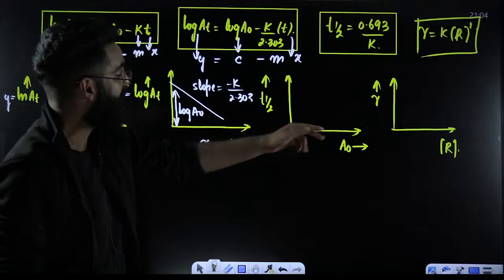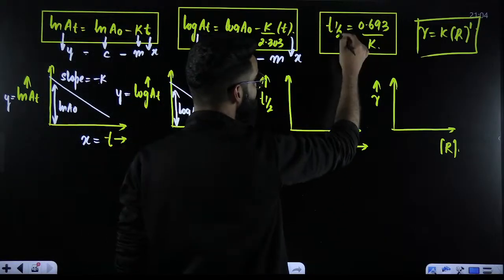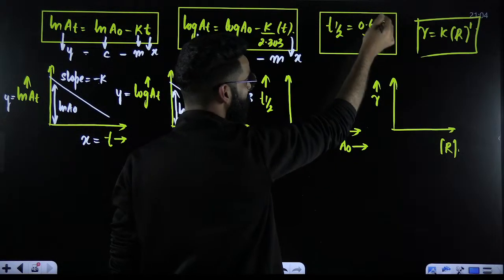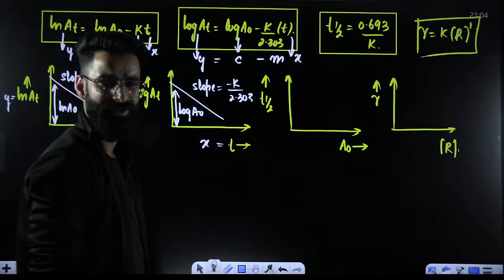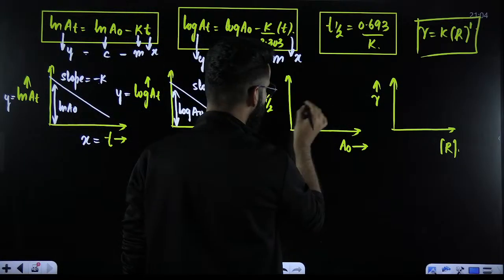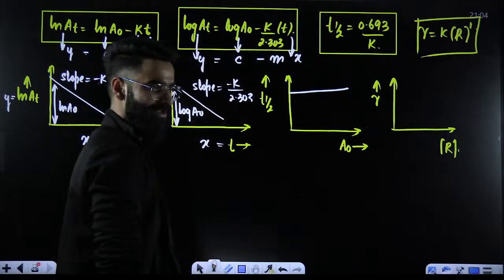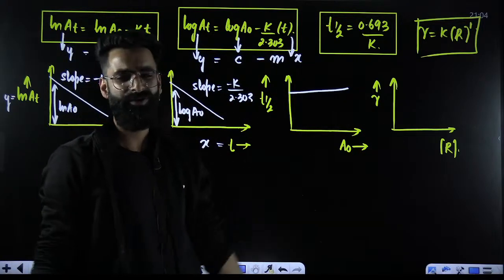Alright, t half versus A naught. Do you see A naught anywhere? No. So t half is independent of A naught. So t half, if it is independent of A naught, it is never going to change. On changing the A naught, the t half value is not going to change. Simple.